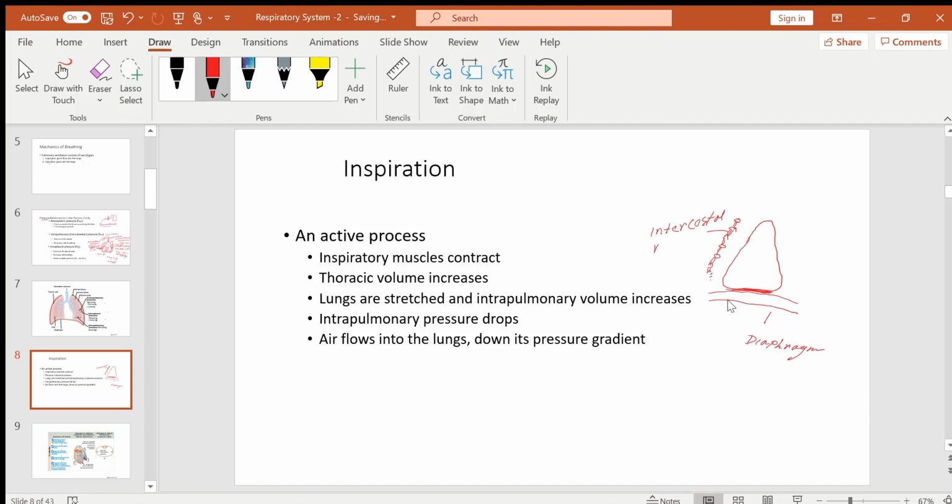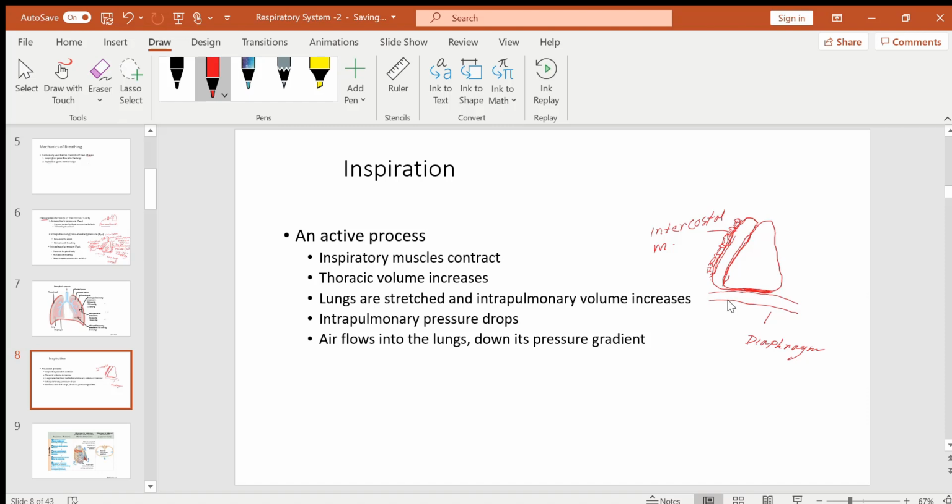Okay, and now you already know that the parietal pleura is the outer one, right? And the visceral pleura is the inner one, the covering of the lung, right? So this is the visceral pleura, and then this is the parietal pleura attached to the chest wall. So this is the parietal.